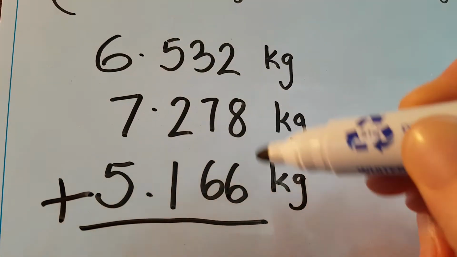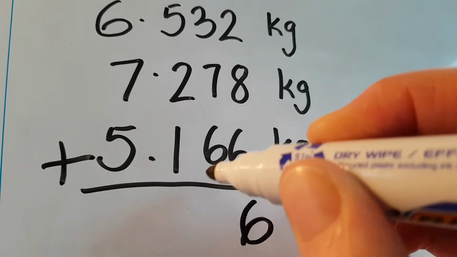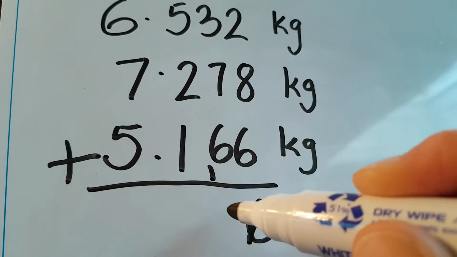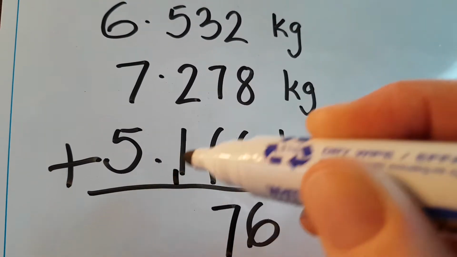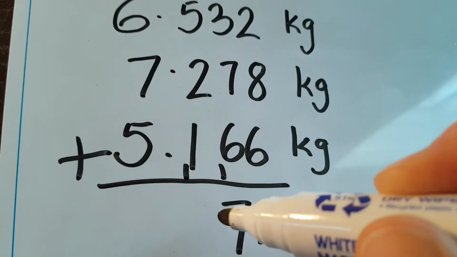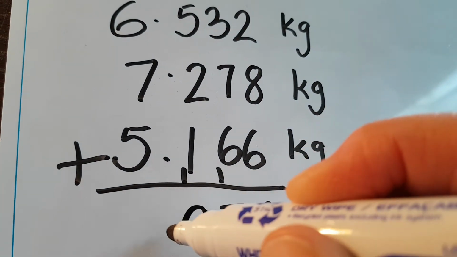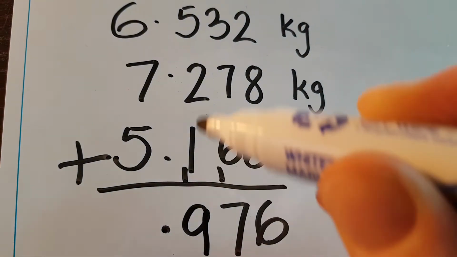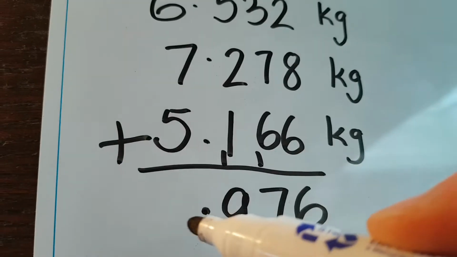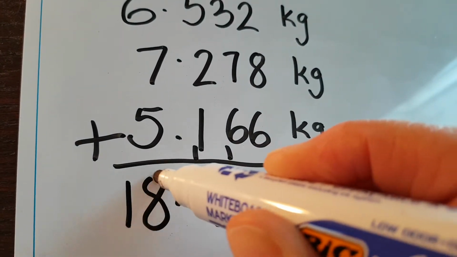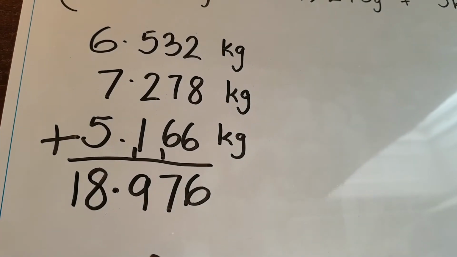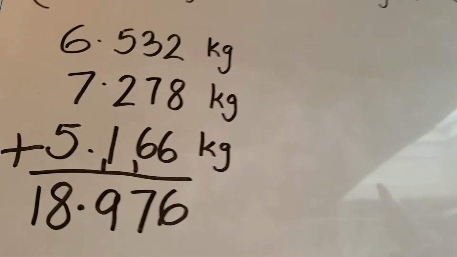So 8 and 2 is 10, and 6 makes 16. Carry my 1. 7 and 3 is 10, and 6 is 16, and 1 is 17. Down the 7, carry my 1. 5 and 2 is 7, 8, 9. My decimal place, I've got 3 decimal places, so there's my point following through. 7 and 5 is 12, and 6 is 18. So when I add those 3 numbers together, I've got 18.976, and now I'm going to multiply that by 8.